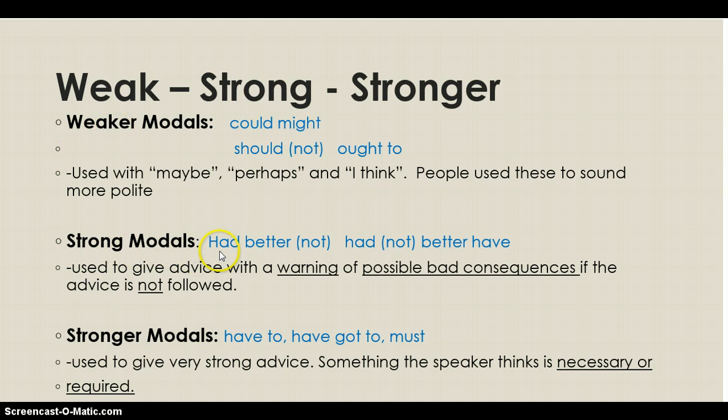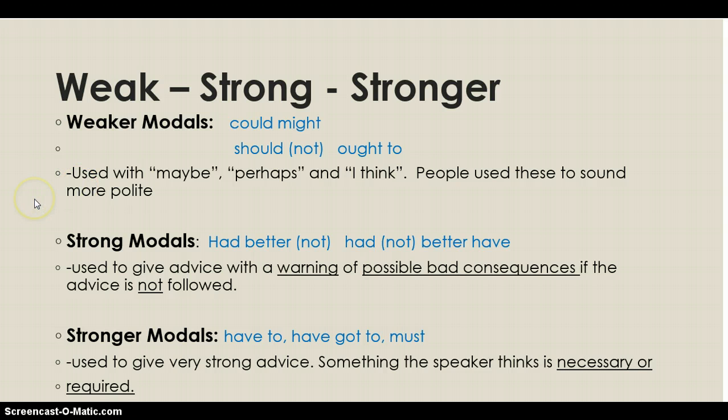My strong modals are had better or had better not, or had better have or had not better have in the negative context. Stronger modals are have to, have got to, and must. So for modals of advice, we have could, might, should, ought to, had better, have to, have got to, and must.